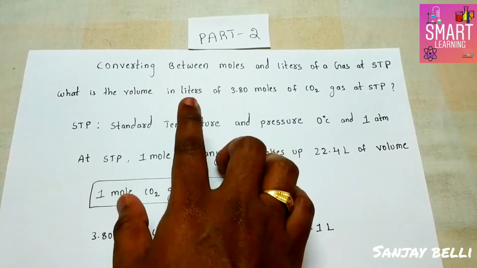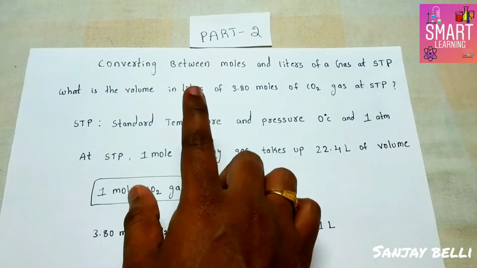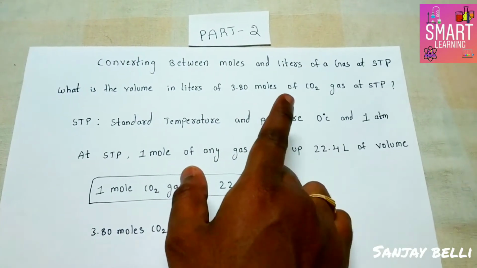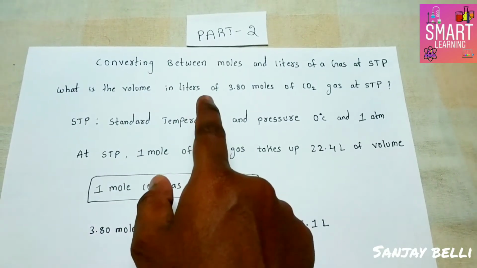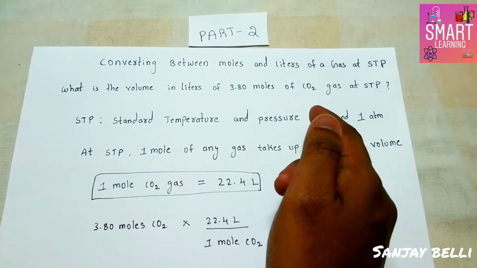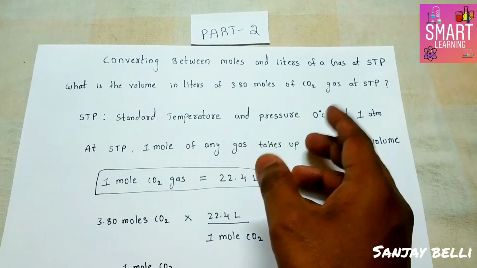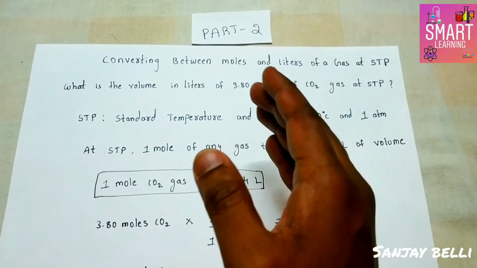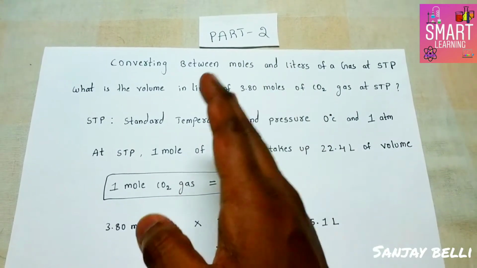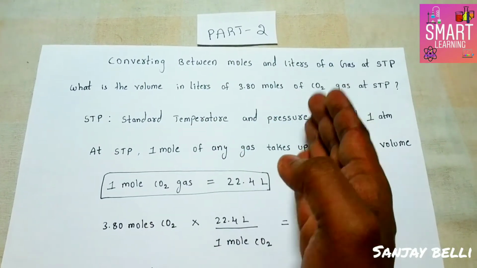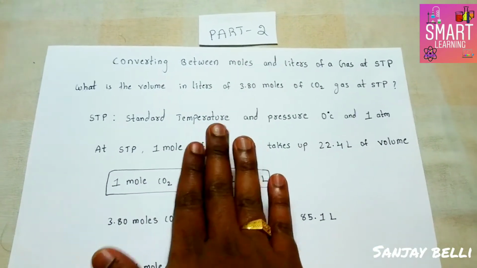So in part 1 we discussed converting between moles and grams. In part 2 we will be discussing converting between moles and liters. We are going to solve all these problems in part 2. That means the relation between the moles and liters. We have to convert moles into liters and liters into moles.